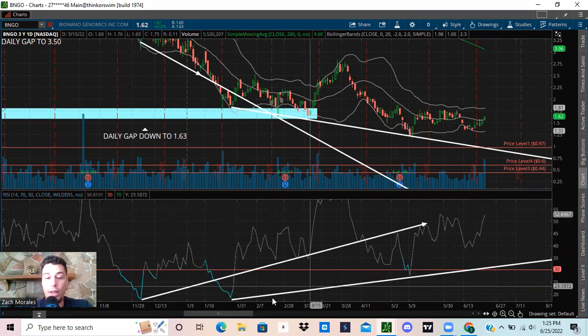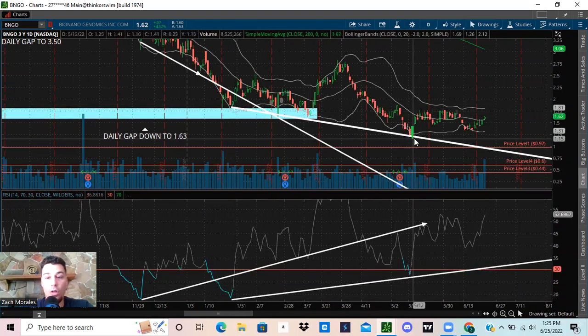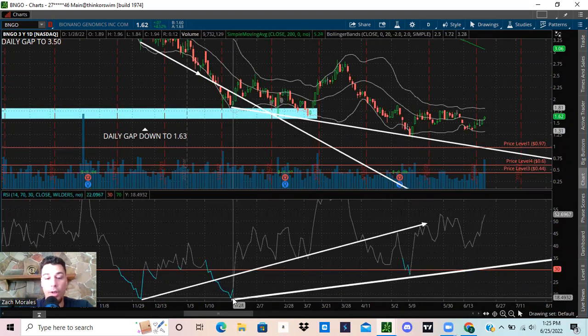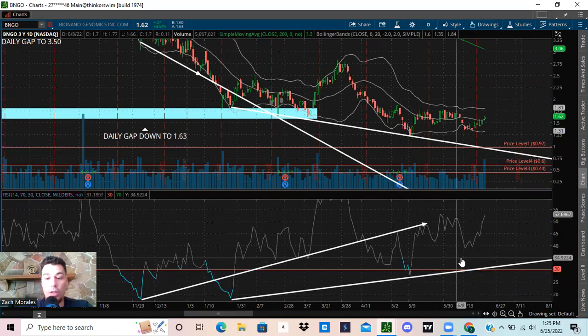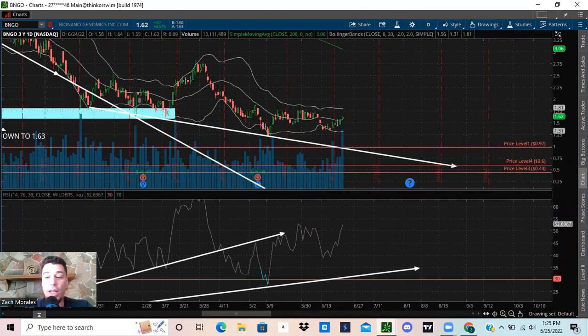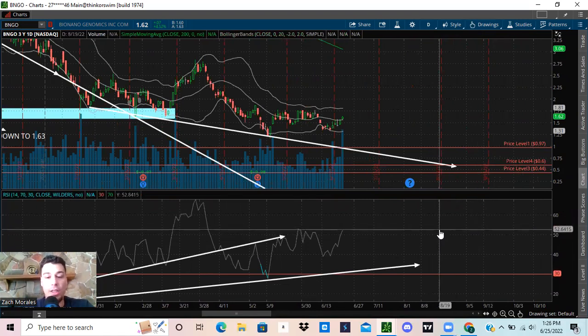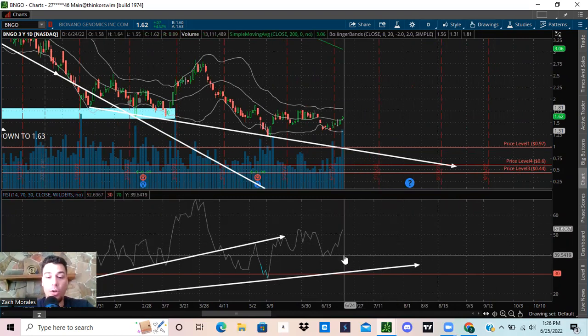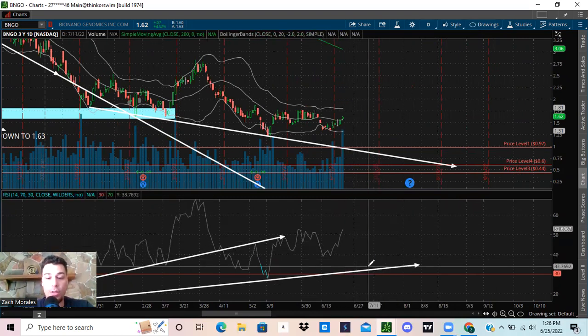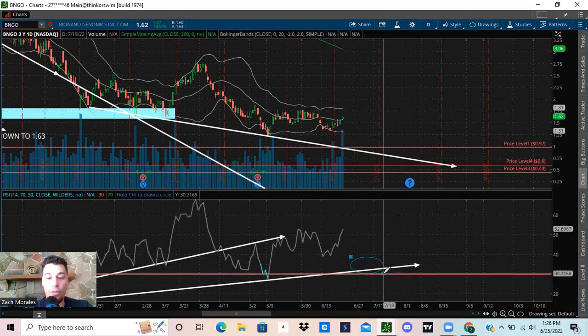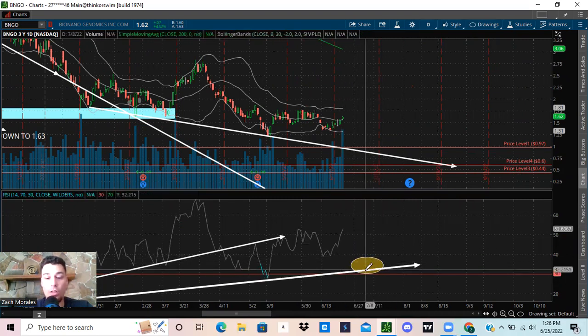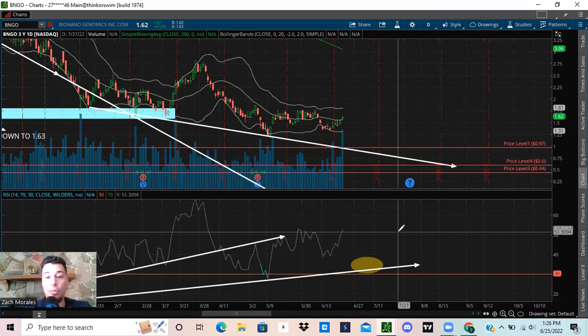Now here we have the same thing. We're creating a low, and here's our lower low, but we have a higher low on the RSI. So if you're not in BNGO right now, there's no reason to rush or try to FOMO into something. But what you can do is wait to see if it comes back down to test this RSI support line off of the bullish divergence, and look to see if we have a little bit of a bullish pop off of there. You can set a stop loss and use whatever risk management you want to use.